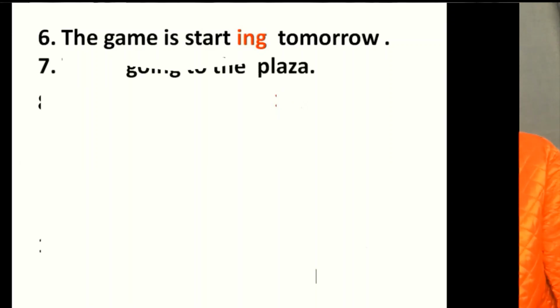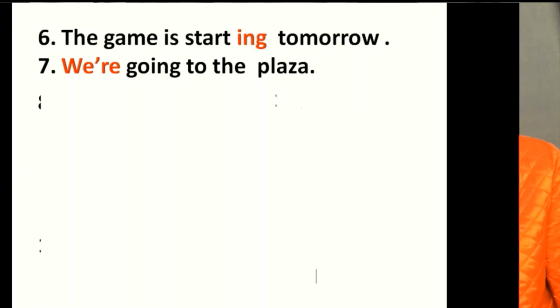We going to the plaza. So what is missing here? Let's check. We are going to the plaza. But you have to see here, the only thing that is missing here is the apostrophe. When we contract, we say we're. So instead of saying we are going to the plaza, we say we're going to the plaza.